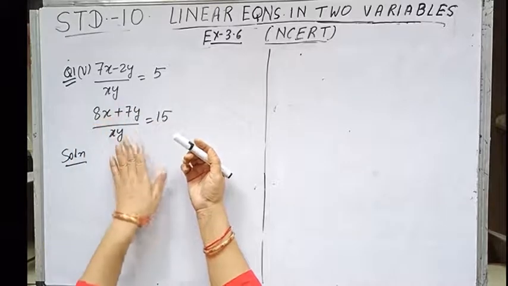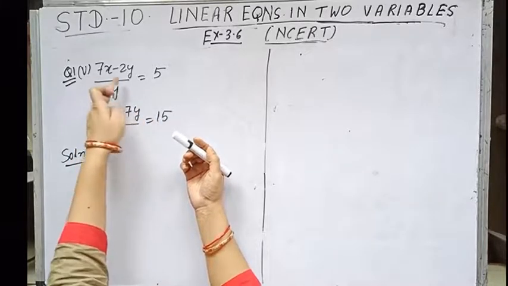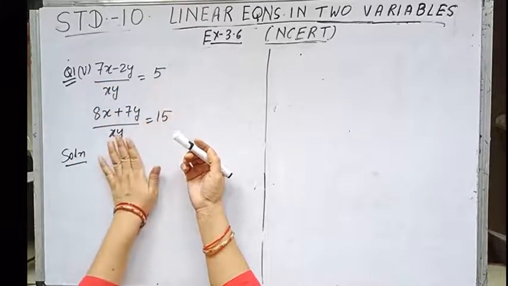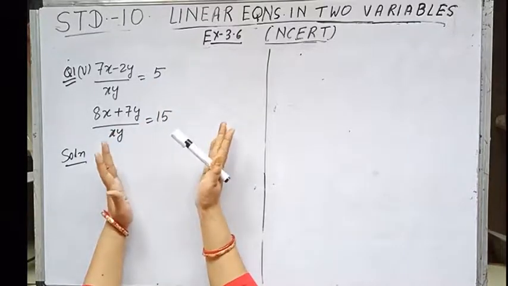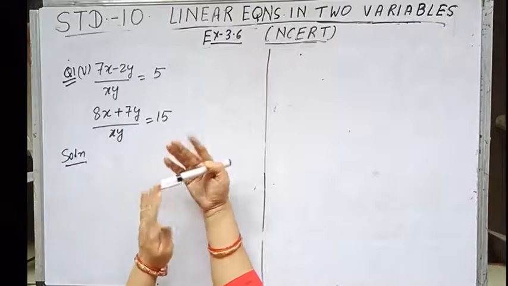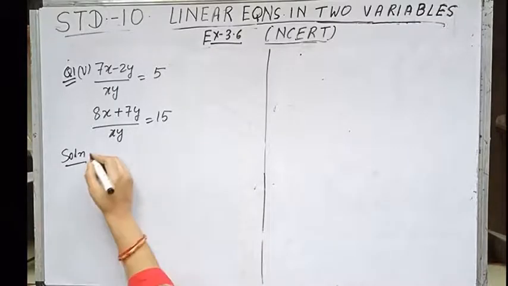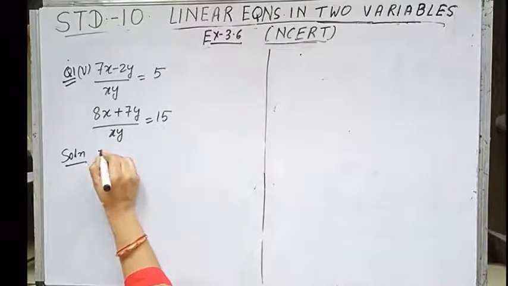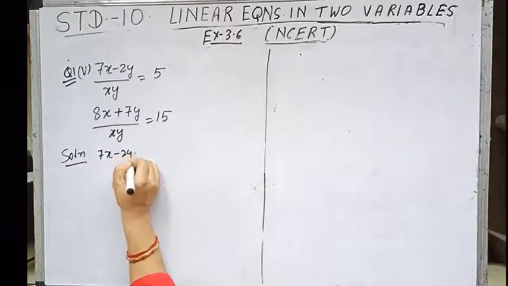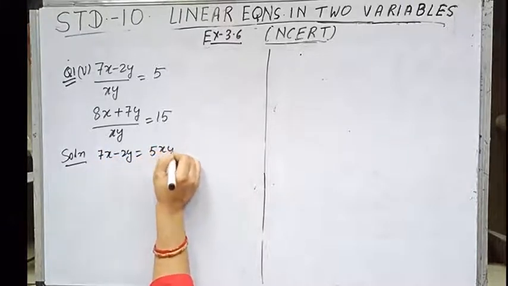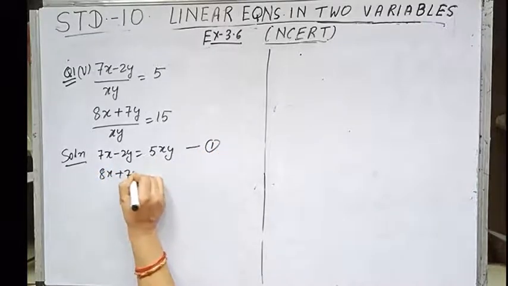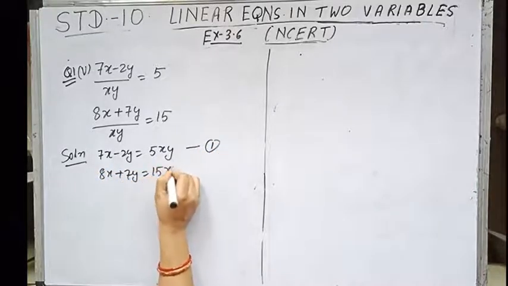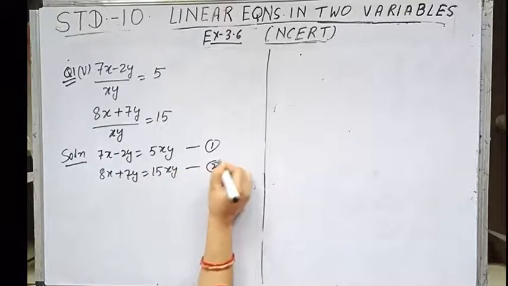But we can also do by cross multiplication. Over here 5xy, 7x - 2y = 5xy, and similarly this one, and we will be getting the value of x and y directly without supposition. I am doing by this method, you can do by that supposition method as well. So let us start. 7x - 2y = 5xy. Let us make it equation number 1. And 8x + 7y = 15xy. Make it equation number 2.